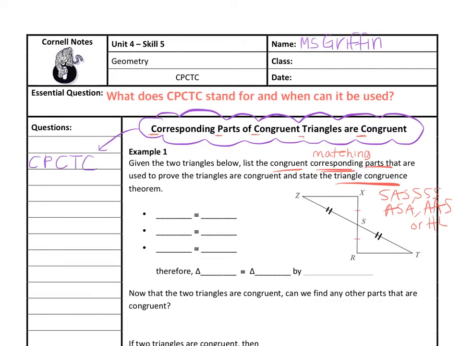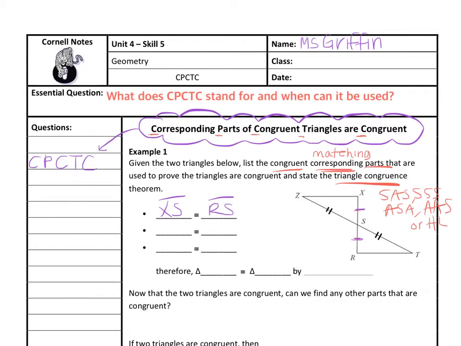I'm going to use this single hash mark here on XS. And XS is congruent to this piece over here, but match up the parts. So S is obviously congruent to itself, so that means R comes first. XS is congruent to RS.